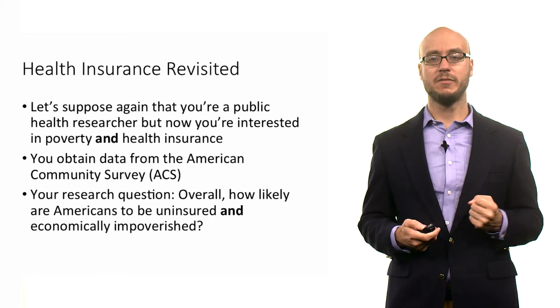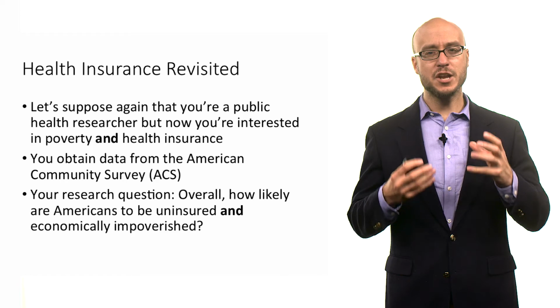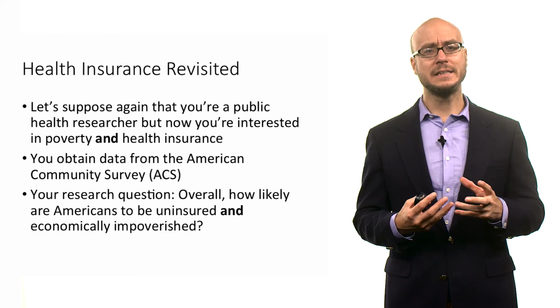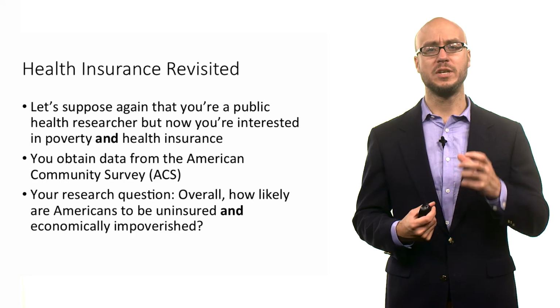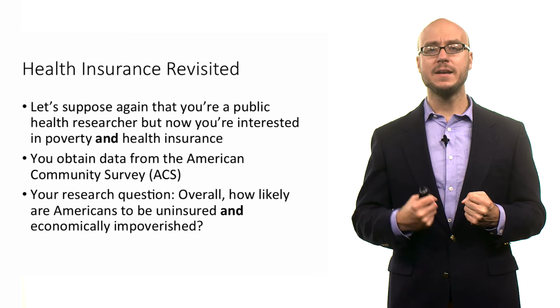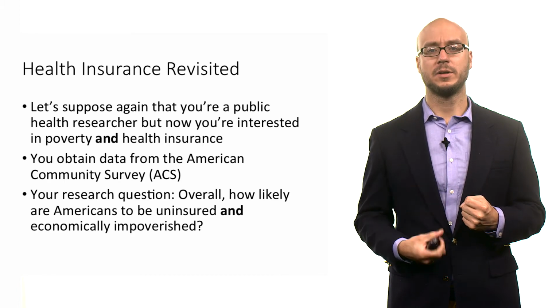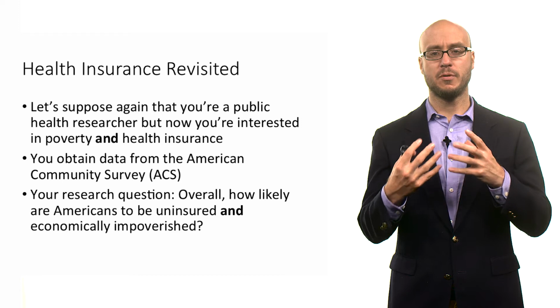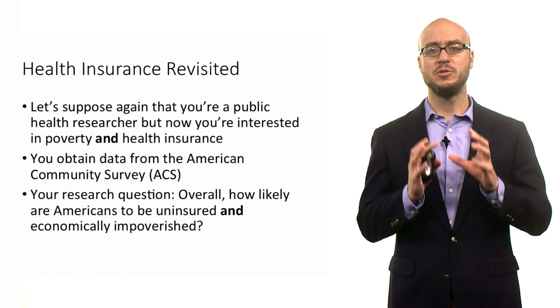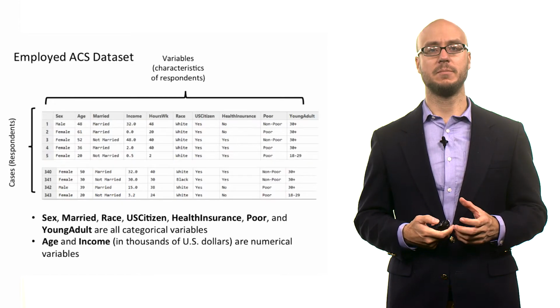Again, you obtain data from the American Community Survey, and you want to know how likely it is that Americans are to be uninsured and poor, economically impoverished. So you want to look at the probability of these two events occurring at the same time.